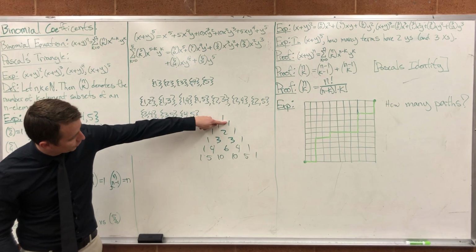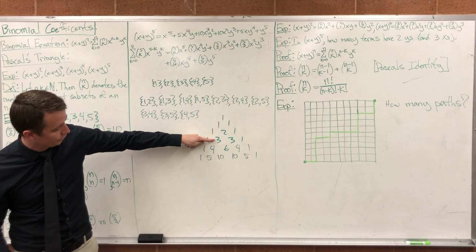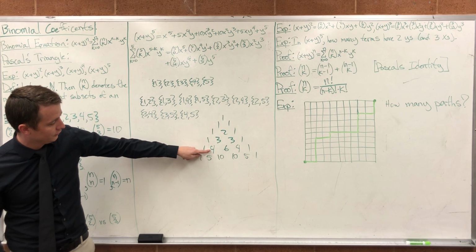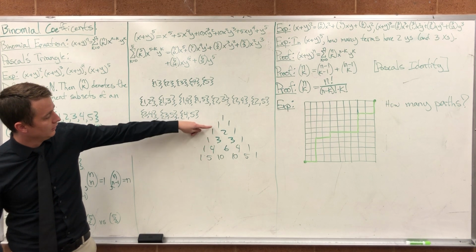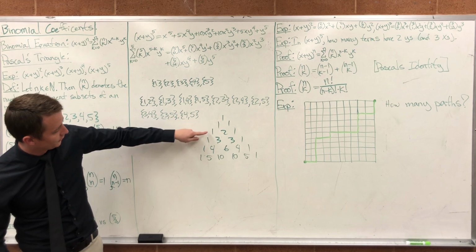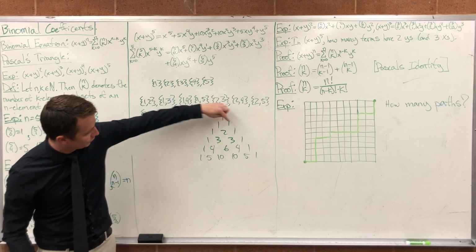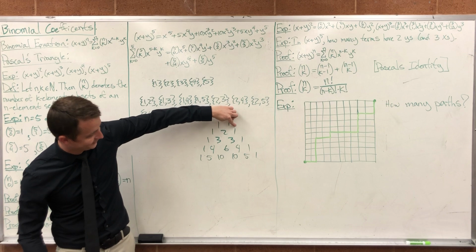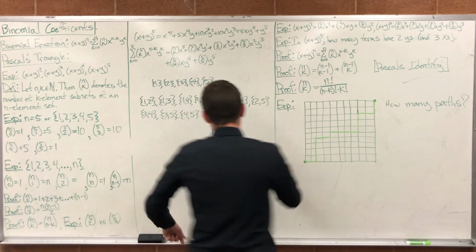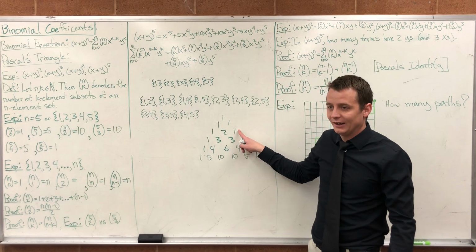This is 2 choose 2. This is 3 choose 2. This is 4 choose 2. Oh, I said it wrong. Sorry, this is choose 0. This is choose 1. Here's choose 2. Choose 2 is the second one, or the third one, right?